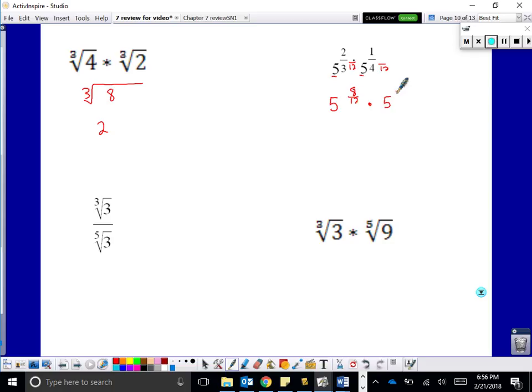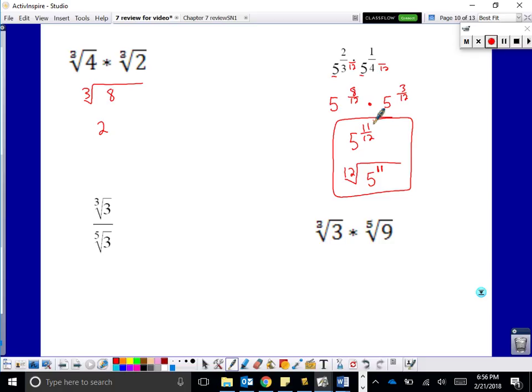Times 5 to the 4 times 3. So 3 times 1 is 3 over 12. That's going to give me 5 to the 11 over 12. If it asks for it in exponent form, there you are. If it asks for it in, excuse me, not exponent form, radical form, this would be your answer. So just be careful on the test what the directions are telling you to look for.